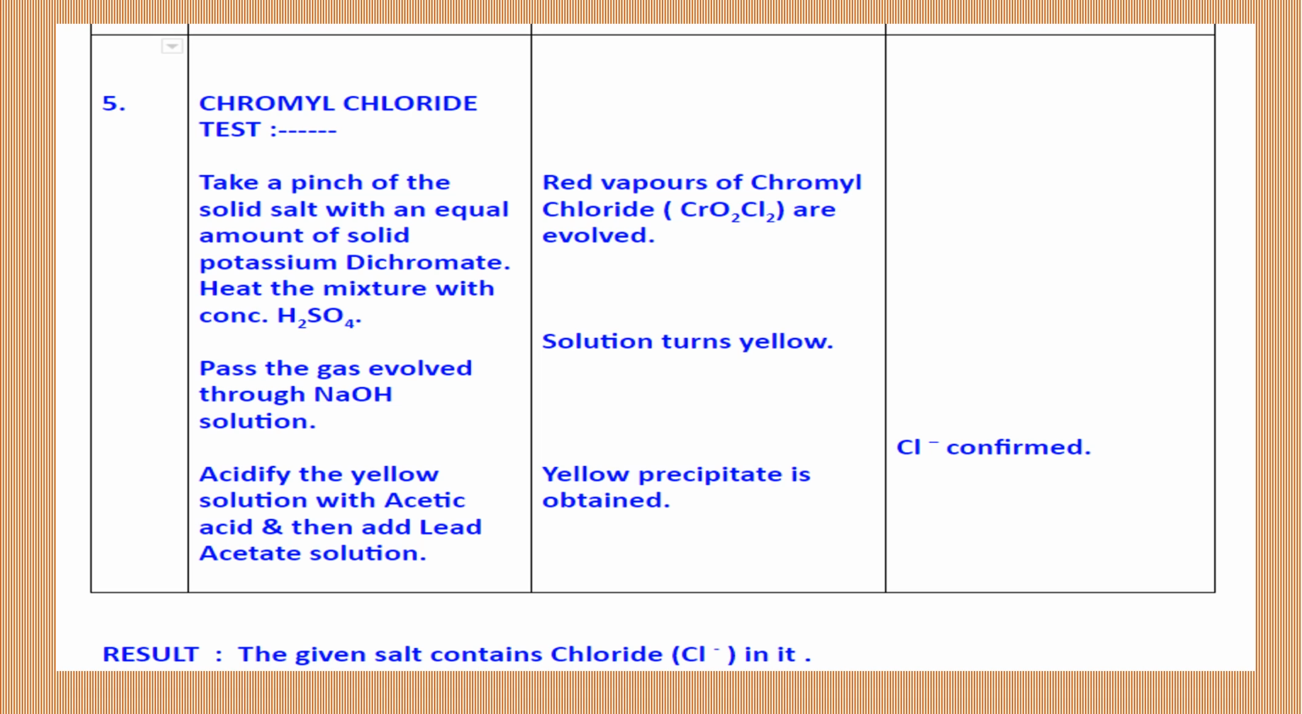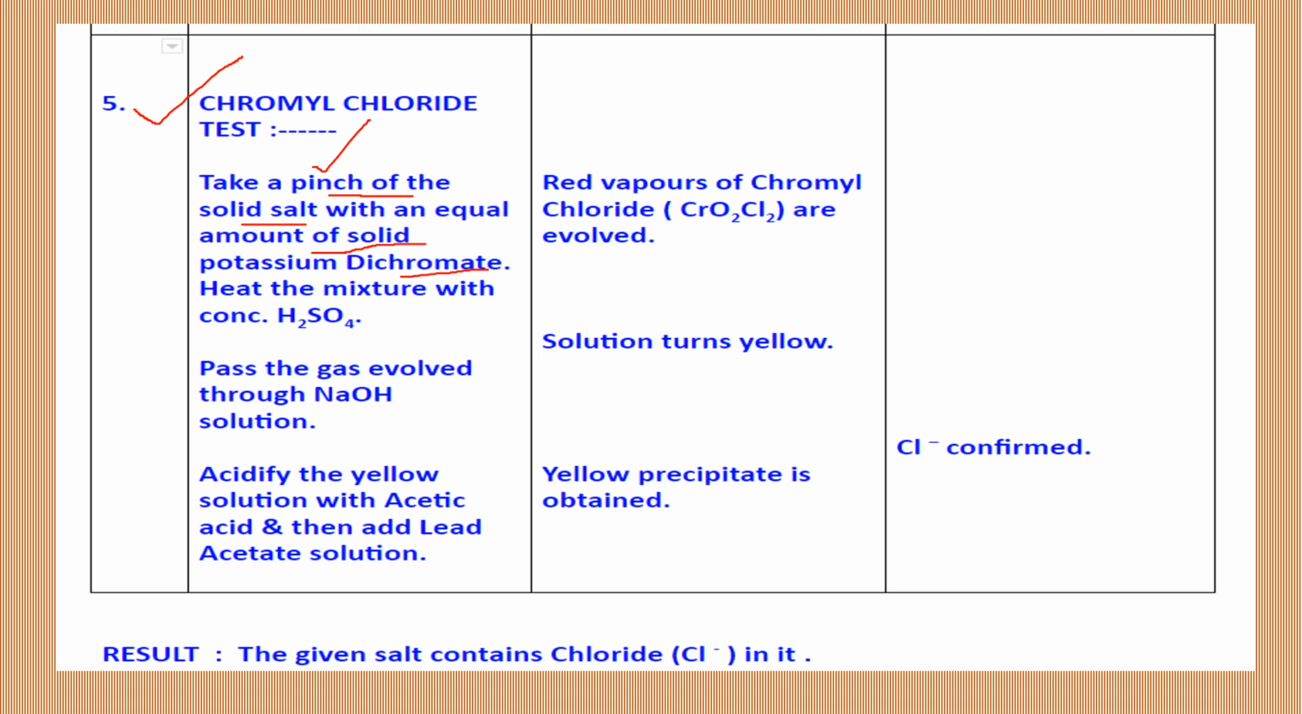One more confirmatory test, a very important test, has to be done very carefully because the chromyl chloride gas which is formed here is quite suffocating. It's a very strong chemical, so we have to do it carefully using a small quantity of every chemical. In this test, we take a pinch of solid salt. We are not going to make a solution in the beginning. You will add an equal amount, a pinch, of potassium dichromate. This pinch is just to give you an idea of how small the quantity should be.